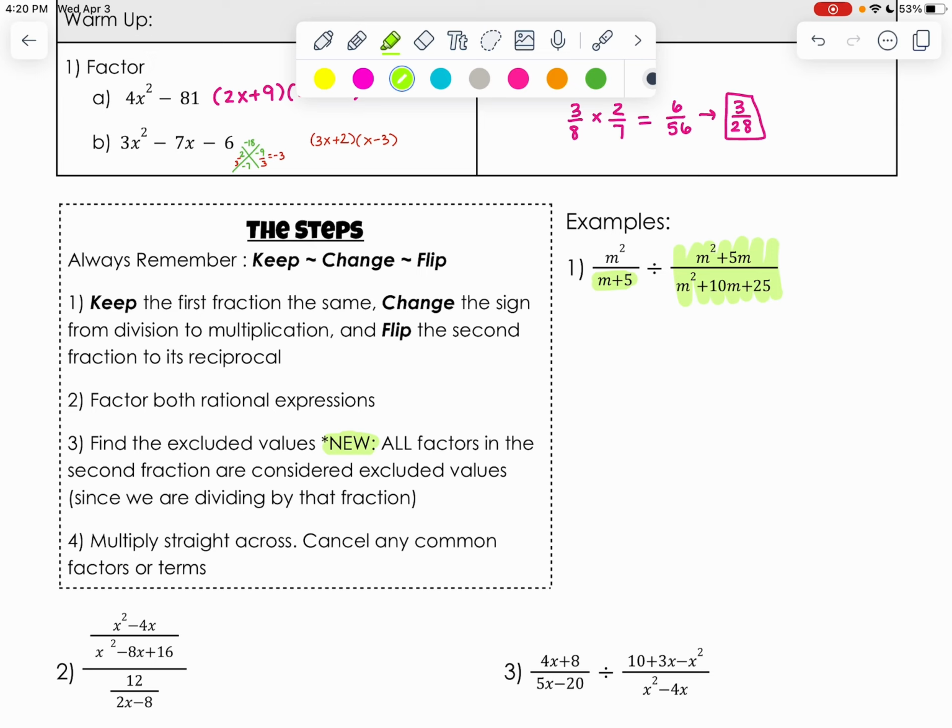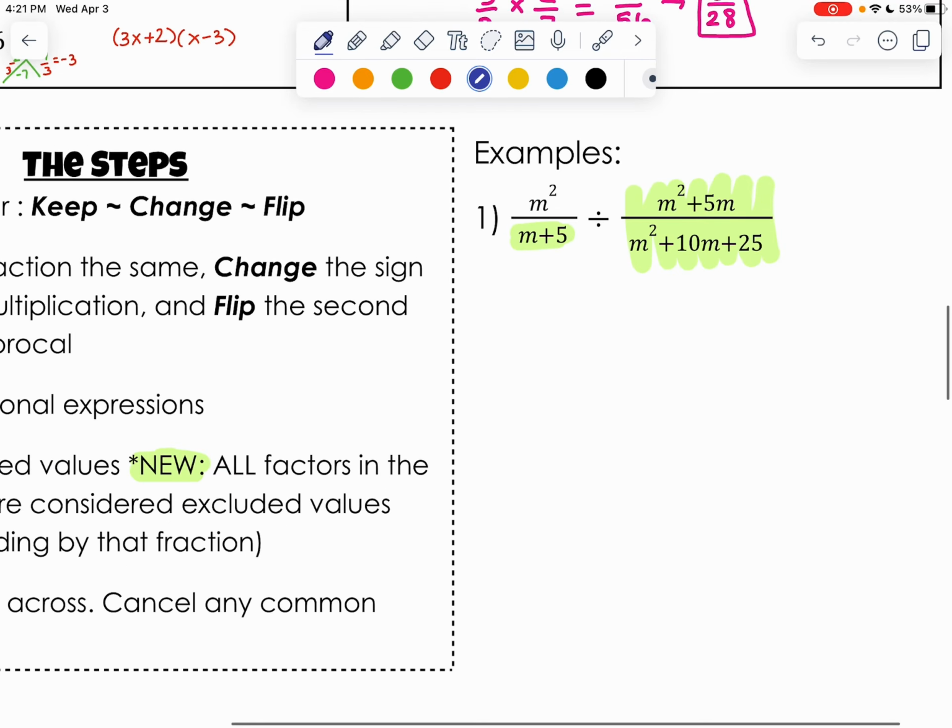Finally, the last step is to multiply straight across and then cancel as we did in simplifying rational expressions and when we did our multiplying notes as well. So we're going to get started here with the first problem. First step is to keep the first fraction the same. So m squared over m plus 5. Next, we're going to change the sign from division to multiplication. And finally, flip the second fraction into its reciprocal.